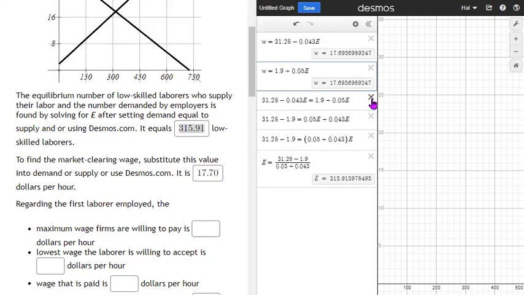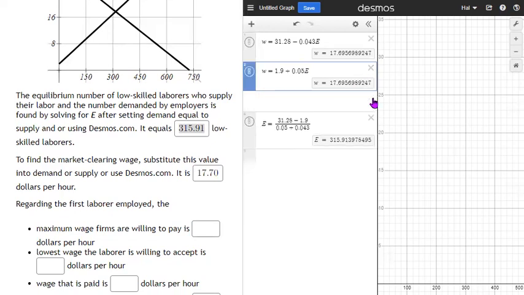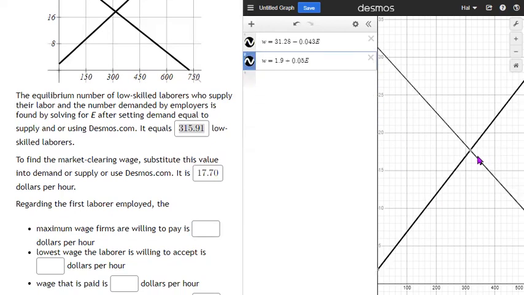Okay, so I'm going to go ahead and undo this math, and just again, click on the intersection of the two. And I get the same exact answers, right? 315.91 and 17.70 if I round this to 2 decimal places, right? Now I'm going to show you a really cool trick in Desmos.